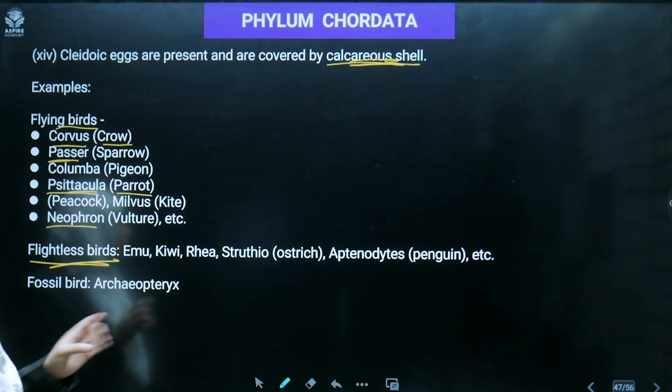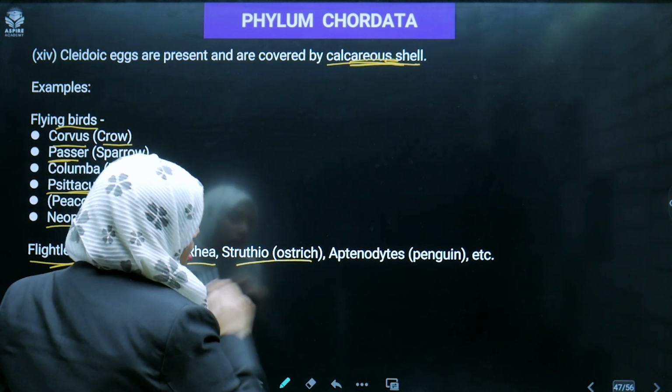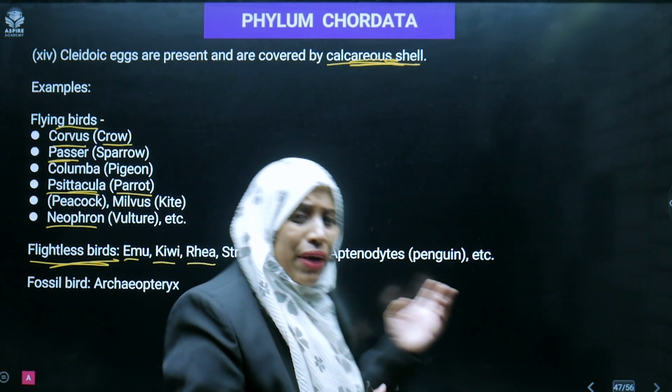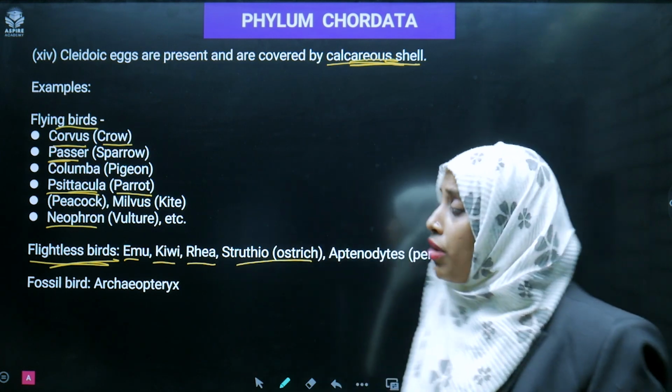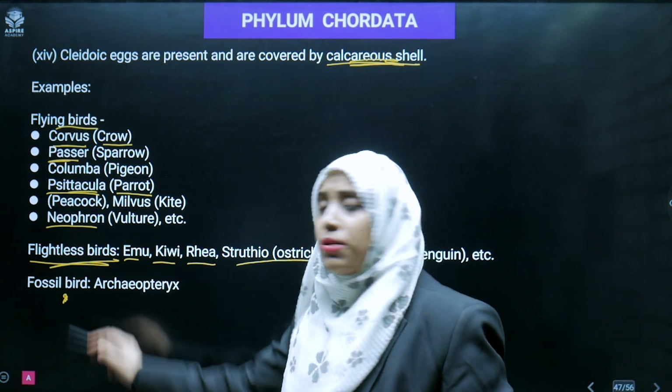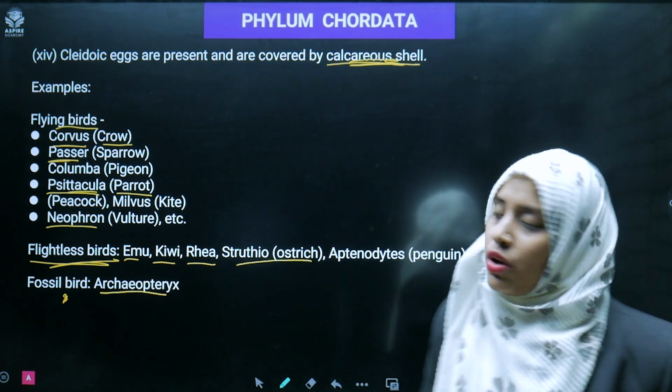Flightless birds are also there: emu, kiwi, rhea, ostrich, penguin; they are also flightless birds. One of the important examples of a fossil bird, which is no more here, is Archaeopteryx.